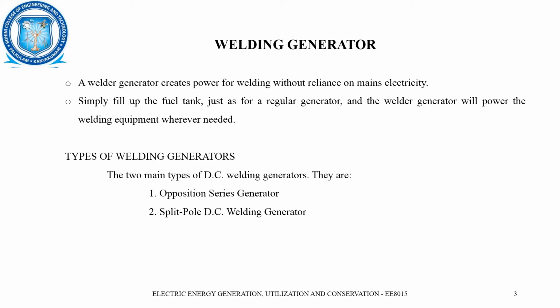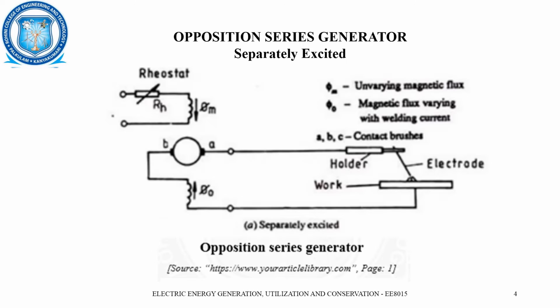There are two main types of DC welding generators, namely opposition series generator and split pole DC welding generator. When considering the opposition series generator, it is further classified into two types based upon the excitation, namely separately excited generator and self-excited generator. First, let us see about the separately excited generator.